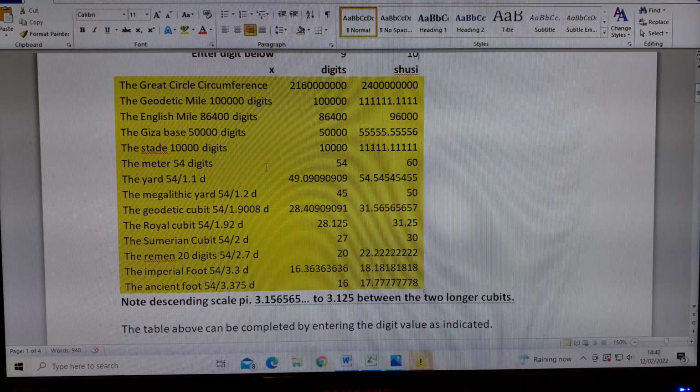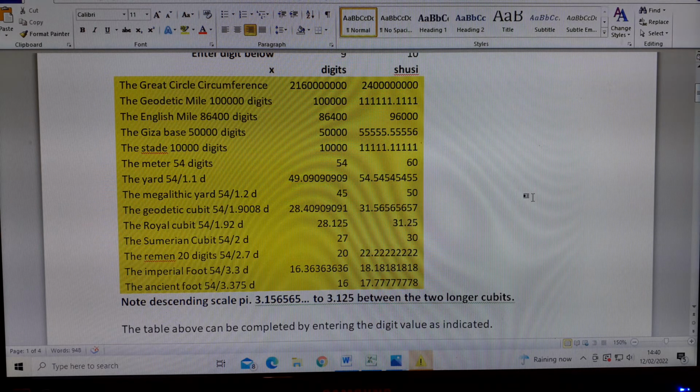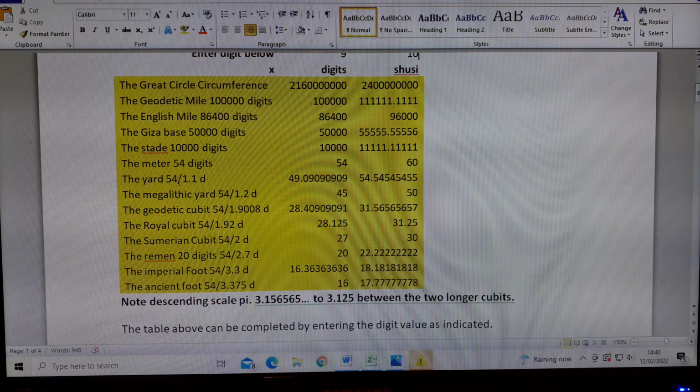And he tells us the meter's 54 digits. And we know when the Indus Valley yard is 3.3 foot, the English yard is 3 foot. So we get the relationship here. If we divide the meter, which is 3.3 feet, the ancient meter, if we divide that by 1.1, we get the yard. So all we need to do is divide 54 by 1.1 and we get 490909 and 5454 recurring Shusey.